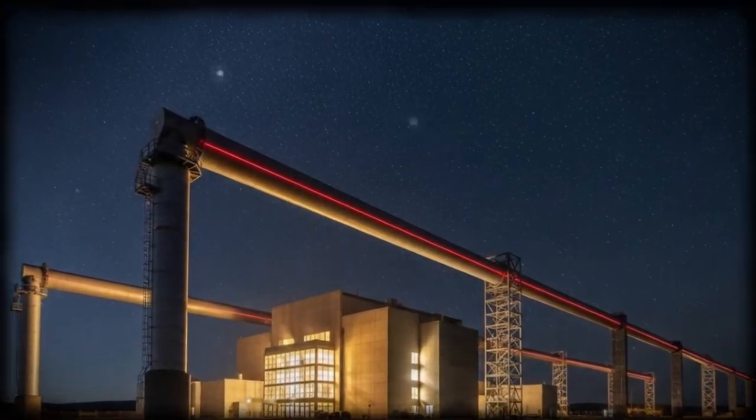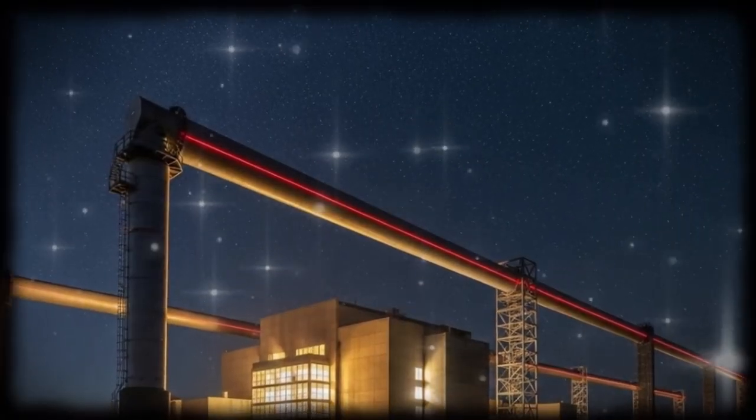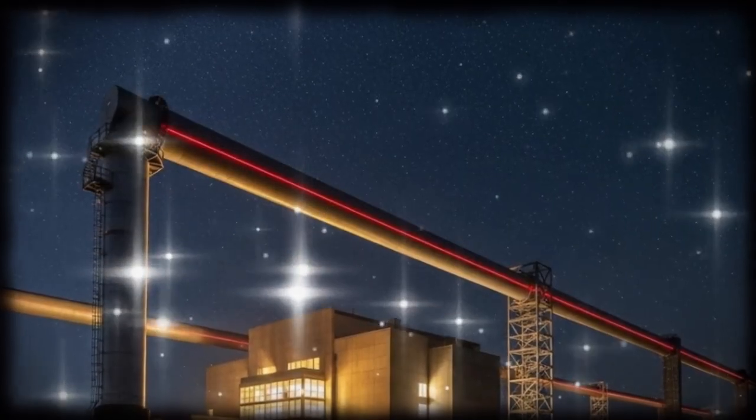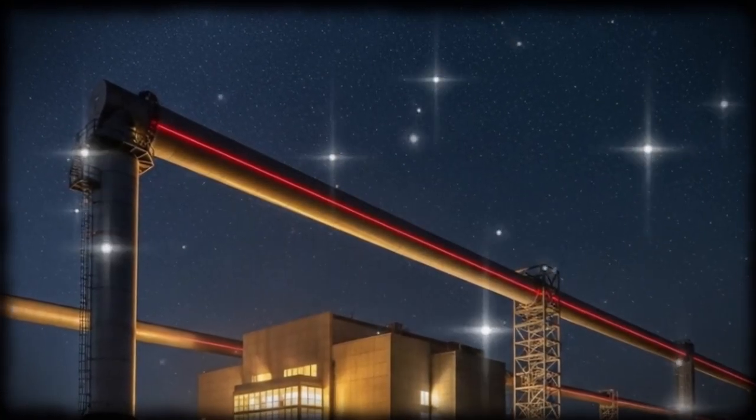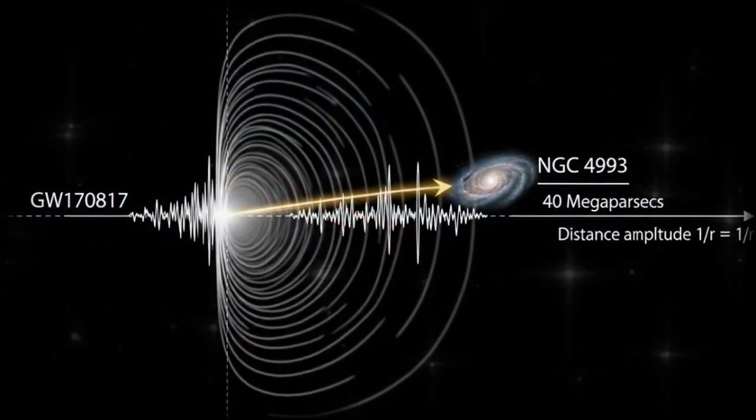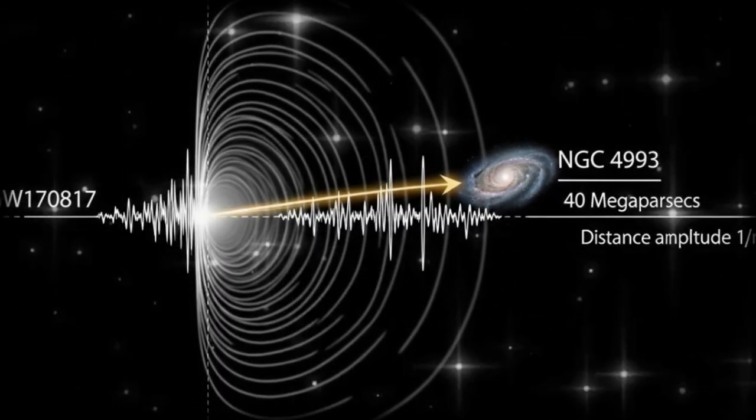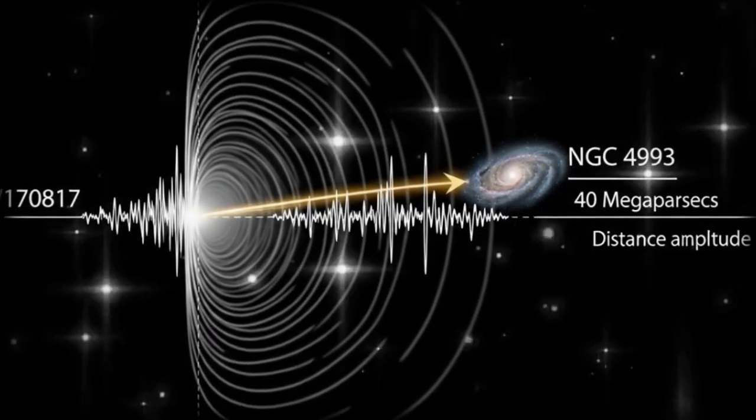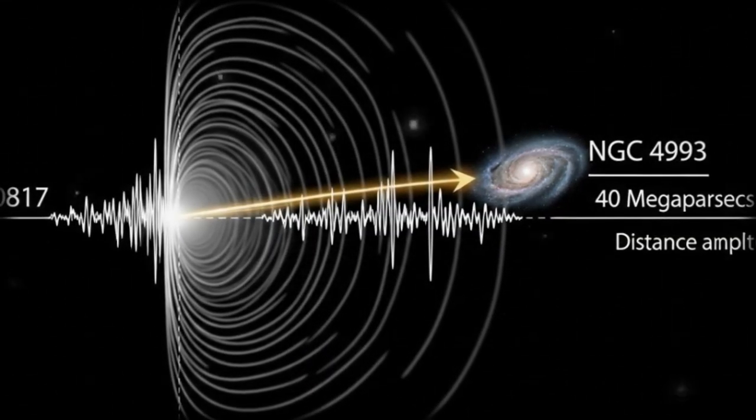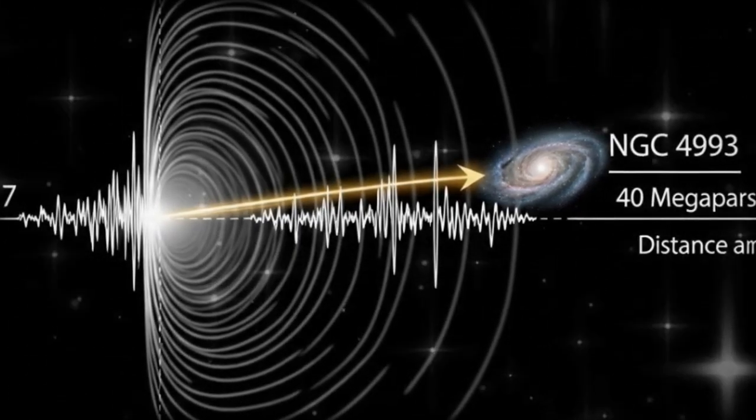of energy, emitted in the final fraction of a second, a power output of approximately 3.6 times 10 to the power of 49 watts. The distance to the source, approximately 1.3 billion light-years, was estimated from the amplitude of the signal. Gravitational wave strain falls as 1 over distance from the source, and once the intrinsic amplitude is determined from the waveform shape, which encodes the masses and orbital dynamics, the observed strain gives the distance directly.